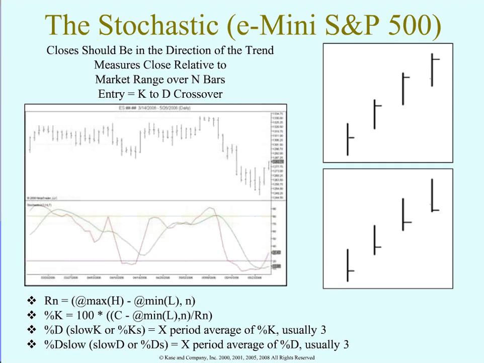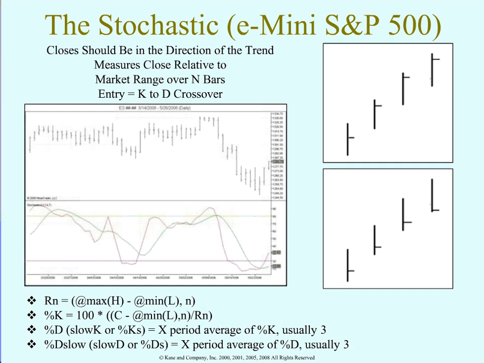The only difference between the percent K and the percent D is that the percent K, let's call it the raw percent K, is the reading of where that close is relative to the high-low range, normalized from 0 to 100. And the percent D is usually just a 3-period moving average of the percent K. So it's just a smooth percent K.